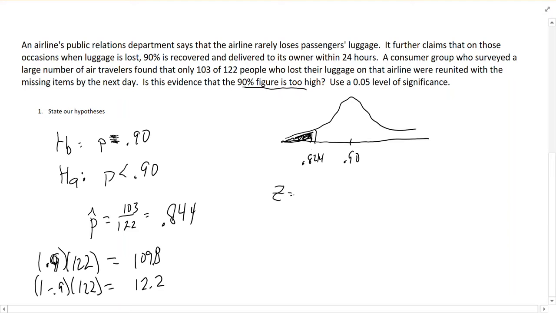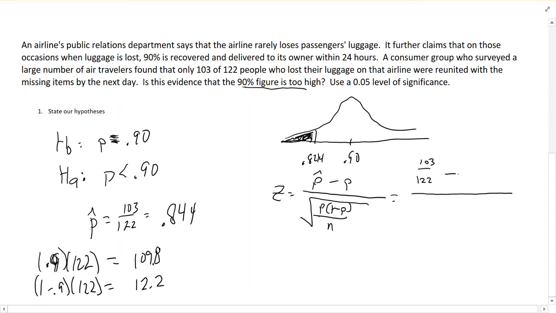We're going to calculate a z-score because we're working with the normal distribution, and it's p hat minus p, divided by the square root of p times 1 minus p, all over n. Sorry, my handwriting's a little messy. It's our sample proportion, 103 divided by 122, minus our hypothesized proportion of 90%, over the square root of 0.9 times 1 minus 0.9 divided by our sample size, 122, and that's all underneath the square root symbol.